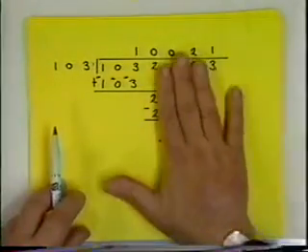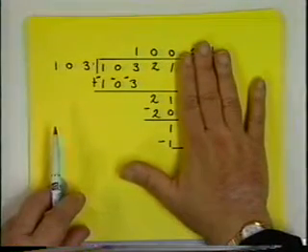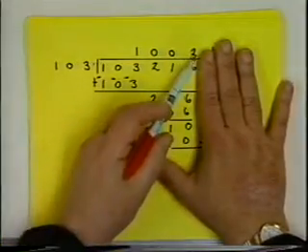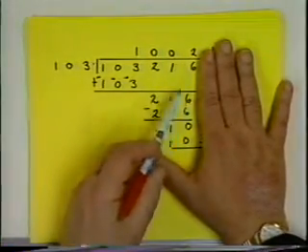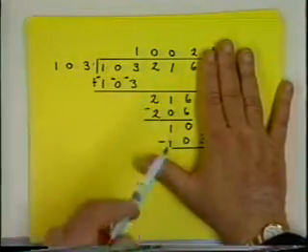In other words, I brought down the 2, 103 didn't go into 2. I brought down the 1, 103 didn't go into the 21. I brought down the 6. Now the 1 goes into the 2 times. Since I have 3 digits here, what can I do? 2 times 1 is 2. 2 times 0 is 0. 2 times 3 is 6.